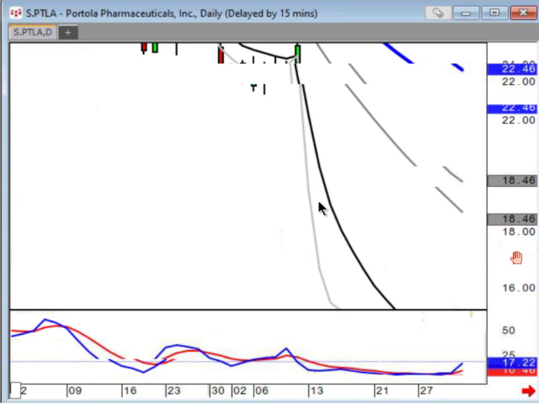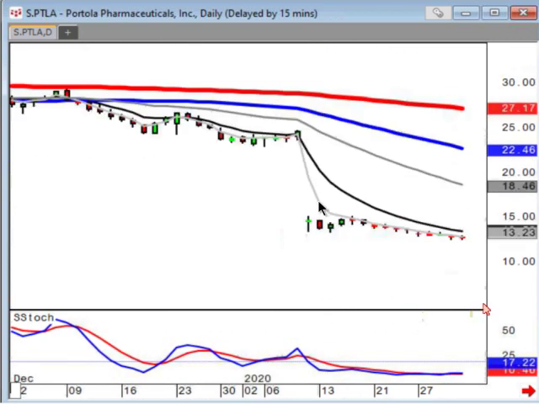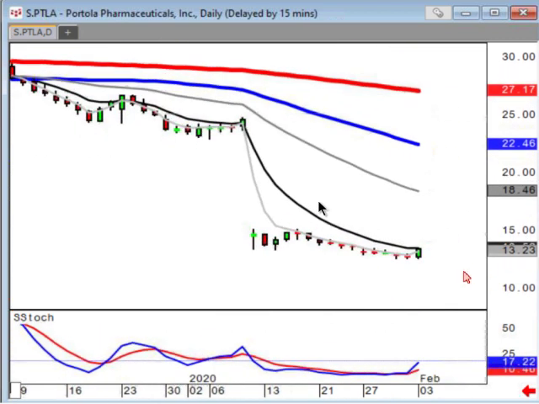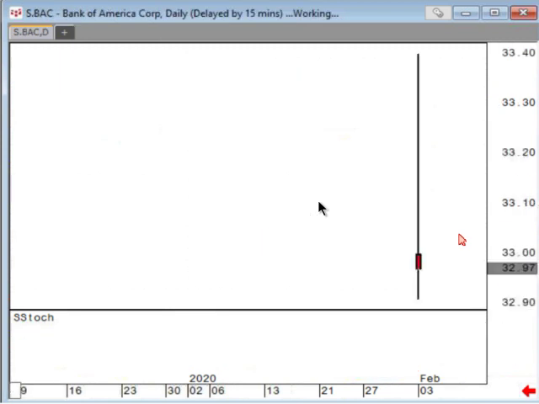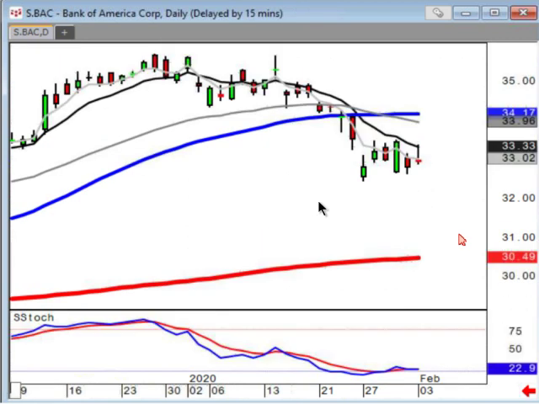PTLA. You can buy it. Maybe coming back up there. So you can buy on positive trading and use the T-line as your stop. Bank of America, nothing there. It wouldn't be long or short this one. If you're short, because it hasn't closed above the T-line, stay short and use the T-line as your stop.